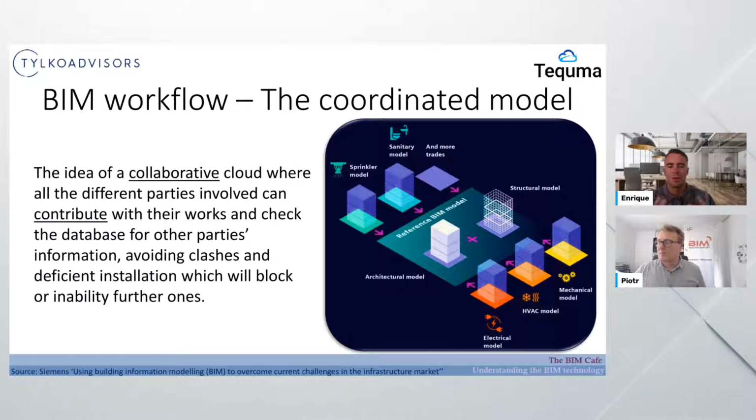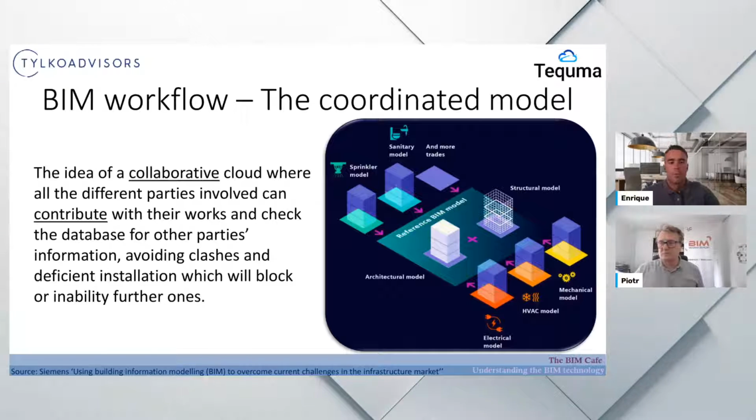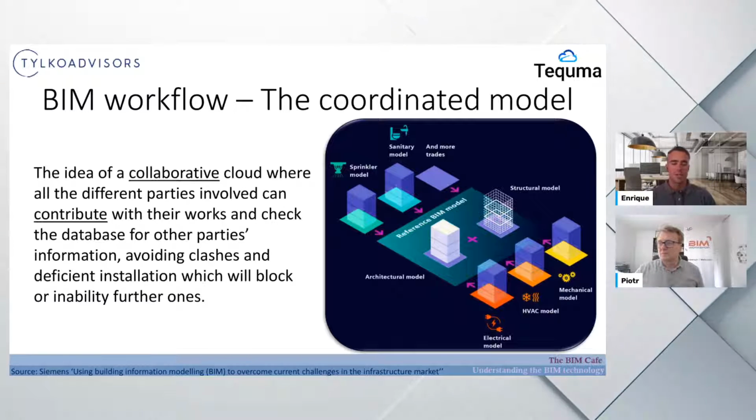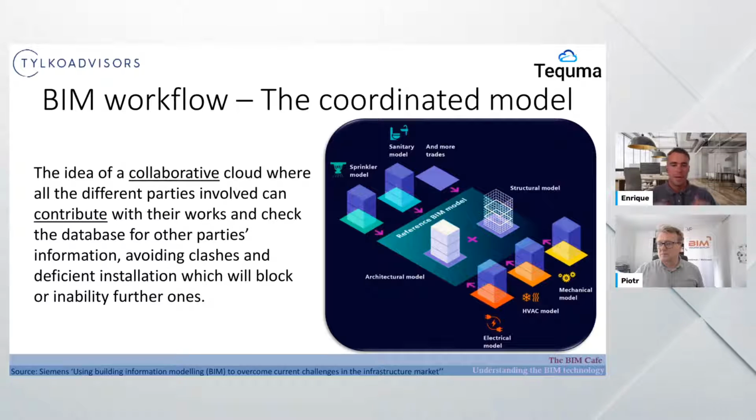Let's imagine this global cloud where everyone puts information and takes information from. So we have a unique source that we all draw from. There's less room for misunderstanding or potential errors, as all the information is going to be put there, and the model is going to be, as the name says, coordinated.